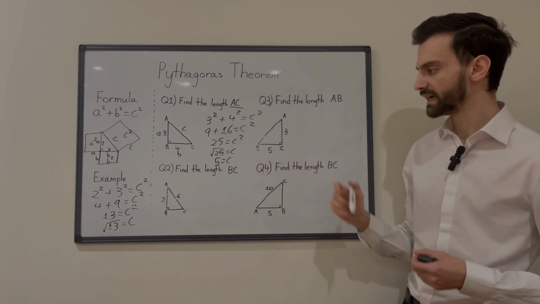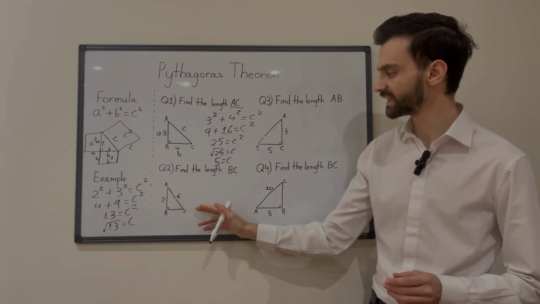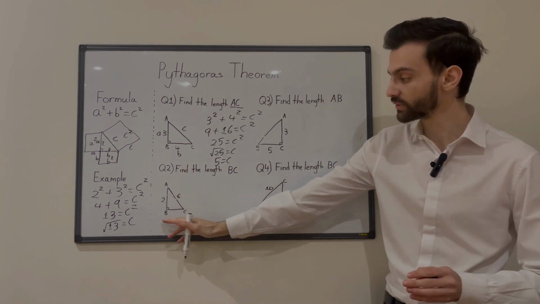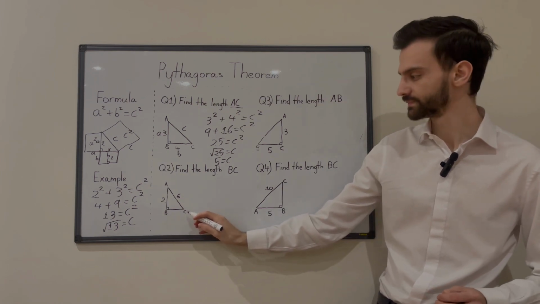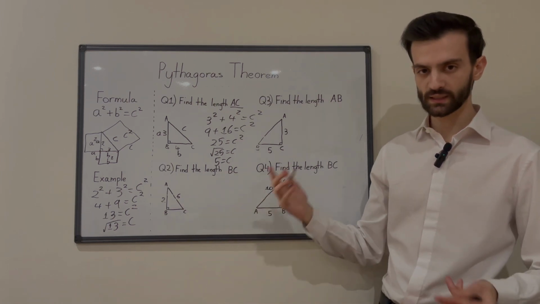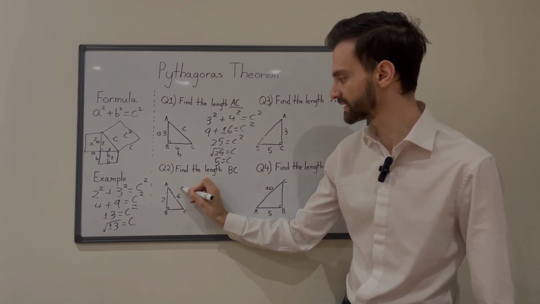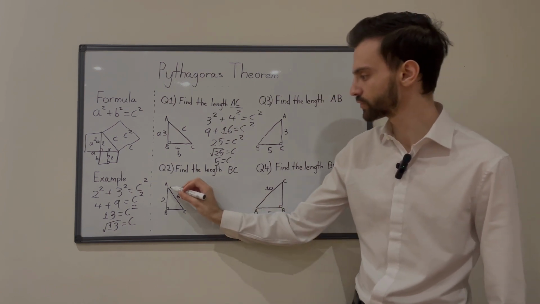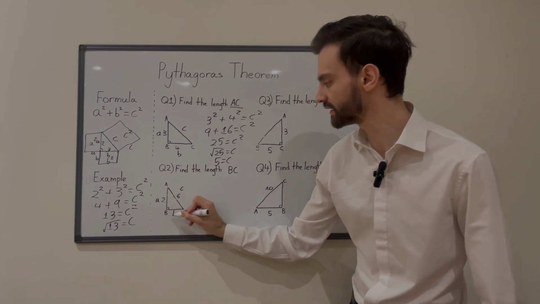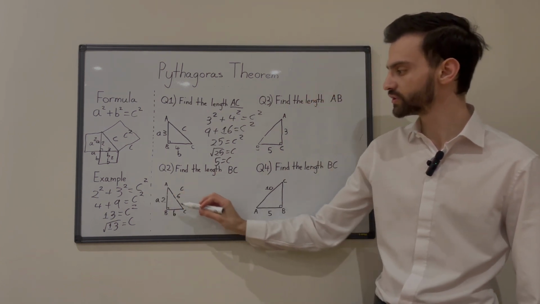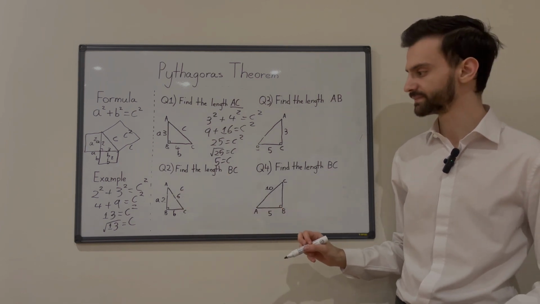Question 2, a little bit different. This time we're not working out our longest length, but we're working out the shorter length, capital B to capital C. We're going to label this triangle again, same as before. We have our longest length here, which is C, and our two shorter sides I can call A and B. Again, it does not matter which one you choose. I could have chosen this as B and I could have chosen this as A.